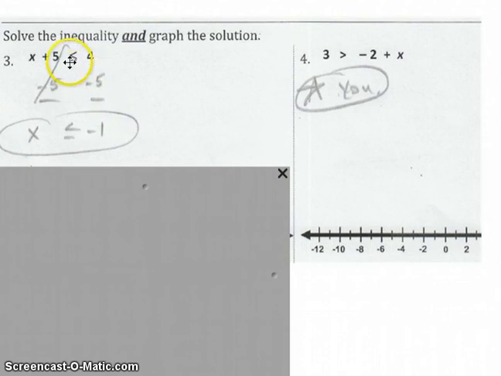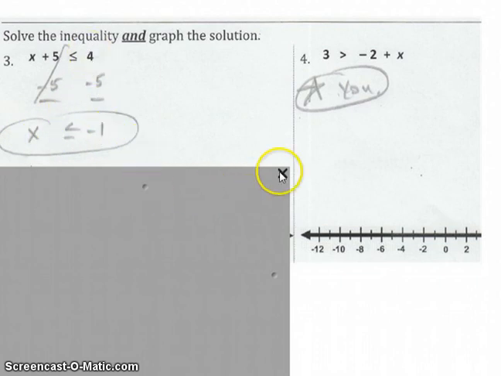We haven't done anything to change the direction of the arrow. Arrows only change if you multiply or divide by a negative. Here we were subtracting, not multiplying by a negative. No change in the arrow. So that stays the same. It just is plain old x on the left, and 4 minus 5 is -1. And that's all we needed.